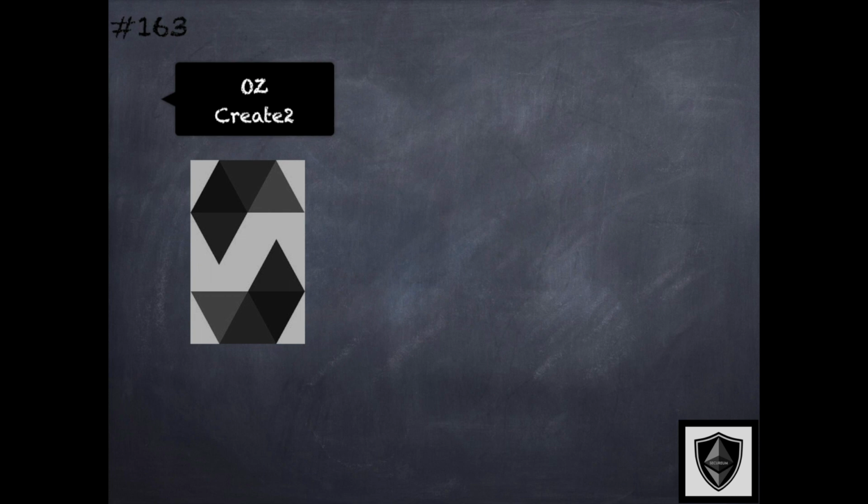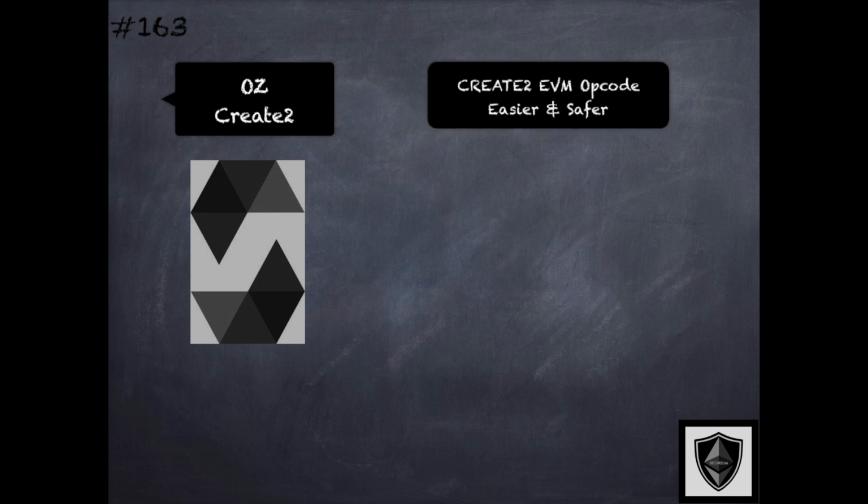OpenZeppelin has a Create2 library that provides library functions to use the create2 EVM opcode functionality in an easier and safer manner. Recall from our discussion of the EVM instruction set that EVM has two instructions, create and create2, that allow contracts to programmatically create other contracts. This is in contrast to creating contracts by sending a transaction to the 0 address.